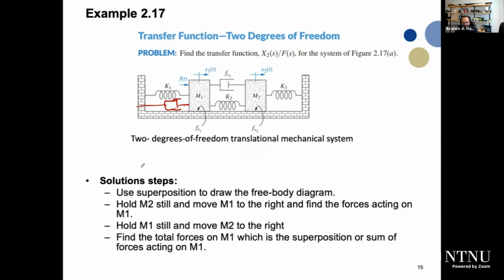So we will hold M2, and we will move M1 to the right, and we will find the forces which are acting on M1. And we will repeat it again. We will hold M1, and we will move M2 to the right side, and we will write the equation of the forces acting on M2. Now we will have a set of equations acting on M1 and M2. We will solve them together, and we will solve our problem.